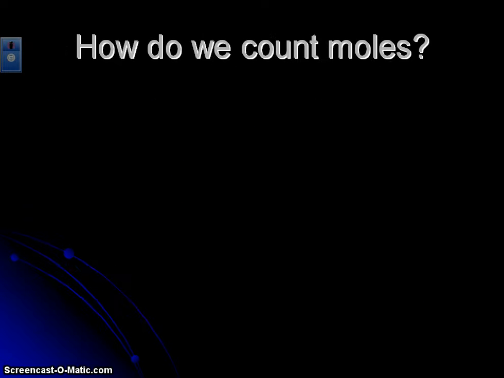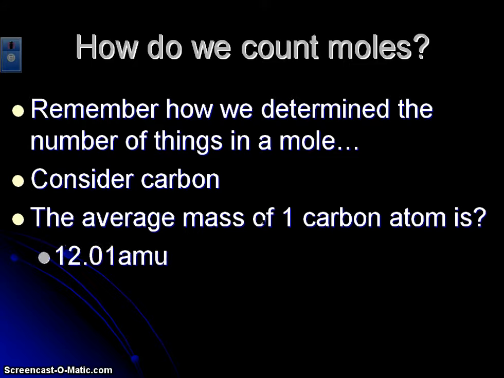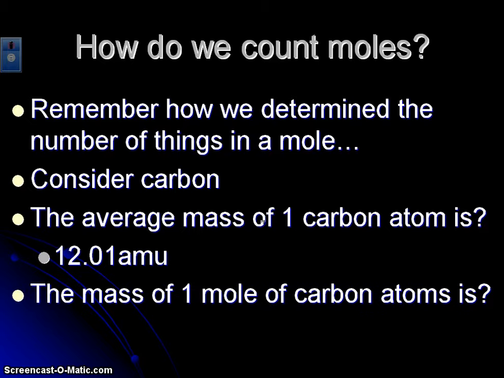So remember how we count moles, how we figure out the number of things in a mole. Think about carbon. The average mass of 1 carbon atom is, think about this, 12.01 AMU, and you find that on your periodic table. How much is the mass of 1 mole of carbon atoms? 12.01 grams. So the same number, the average atomic mass from our periodic table, but with grams. That's the amount that we can measure in a real way in everyday life.